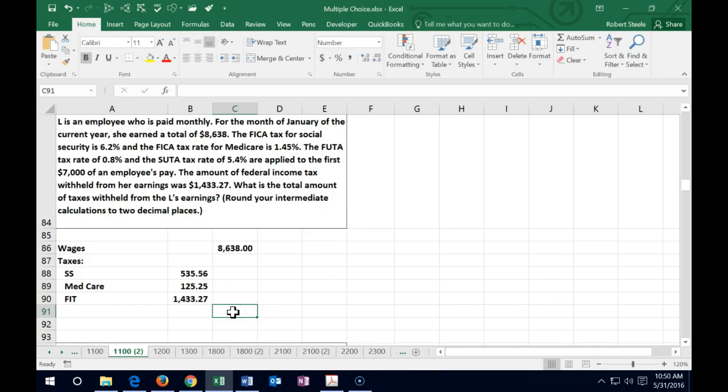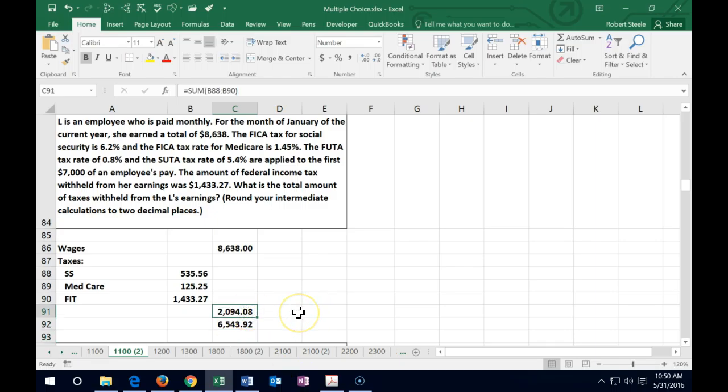And so then we're going to have this total withheld, which would be the sum of this plus this plus this. Social Security, Medicare, FIT. Those are going to be the employee withholding, part of the taxes. And then the net income would be the wages minus the withholdings.